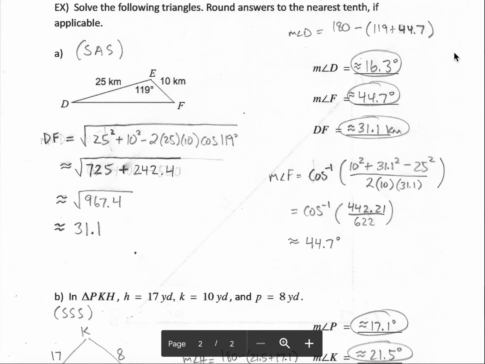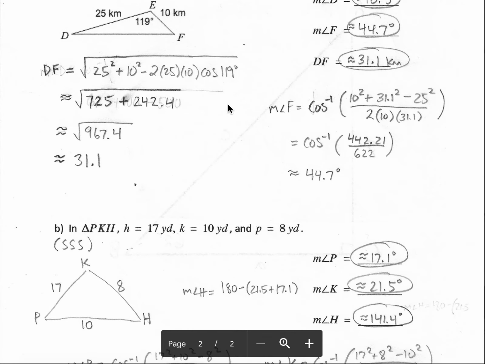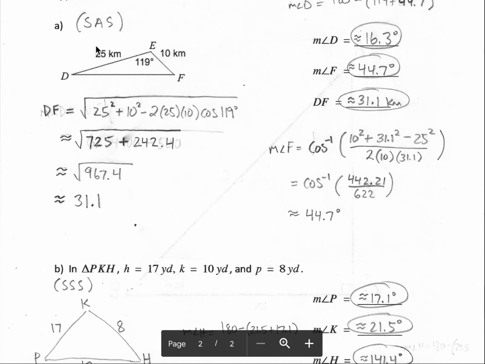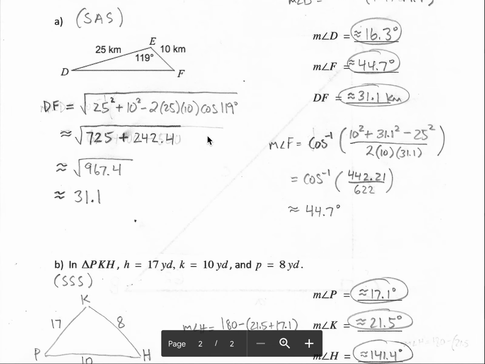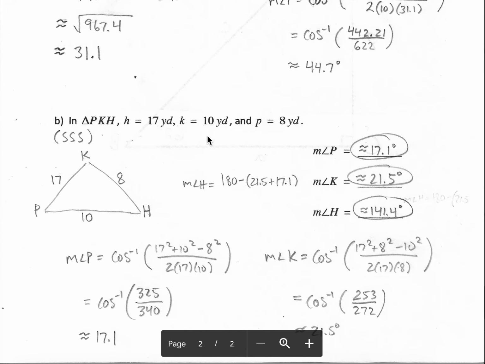Then you can go ahead and use that property of triangles again. Add up the two that you know, 119 and 16.3, subtract that from 180, and you would get angle F there, 44.7 degrees. So there's side angle side. Again, make sure that you solve for that third side first in order to solve for your missing angles. Just the slight trick there for those.